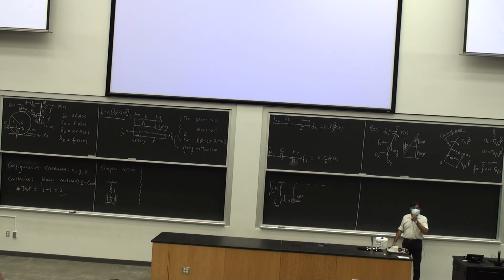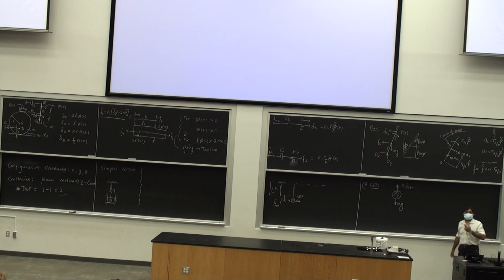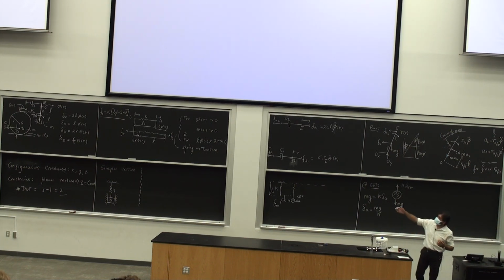At the static equilibrium position, if I draw the free body diagram, the spring is stretched by an amount delta static, so it's going to exert a restoring force back on the mass. These two are going to balance each other out. k times delta static equals mg, or delta static is mg divided by k. So far so good. This is pretty much the same as how we dealt with the simpler version of the problem.